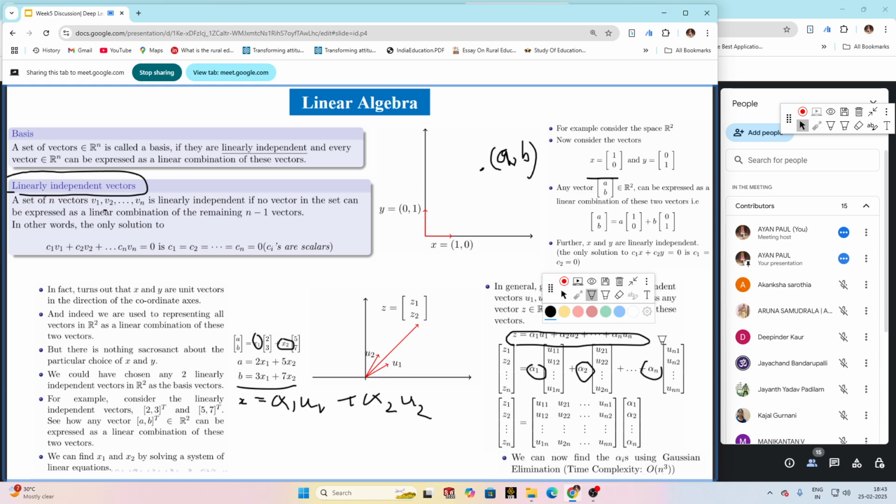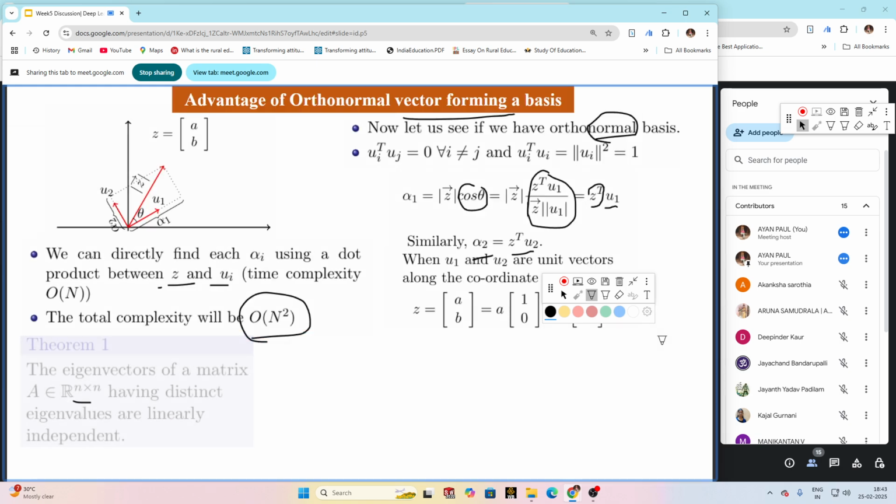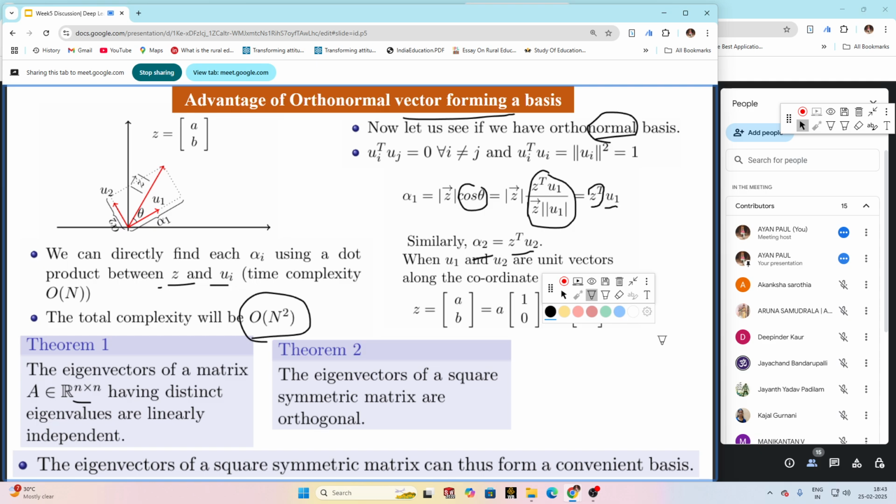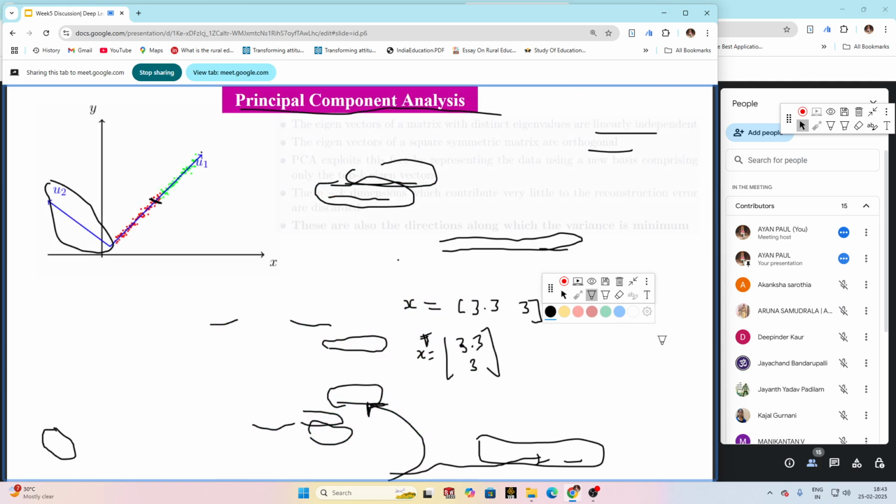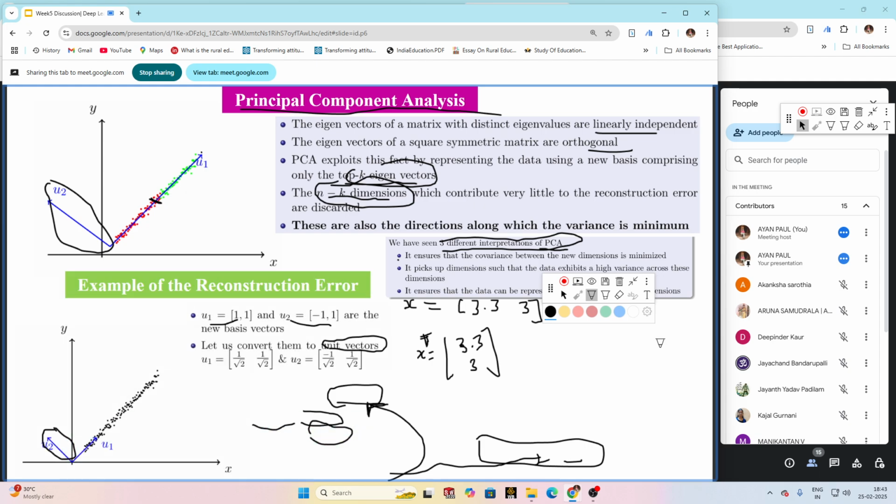Sir, can these eigenvectors be solved using the Gauss-Seidel method? Eigenvalues or eigenvectors using the Gauss method? Gaussian elimination, yes, same. You can use either one for PCA. Gaussian elimination is the common method, which means you can solve for any alpha 1 to alpha n in any basis.